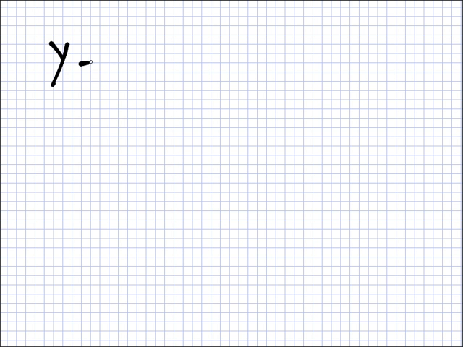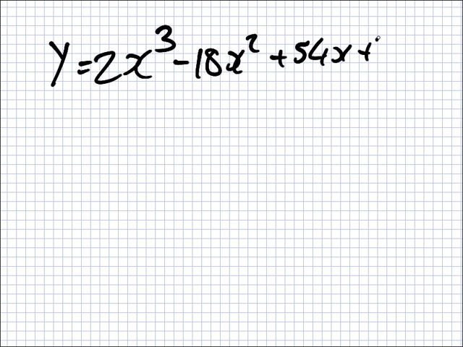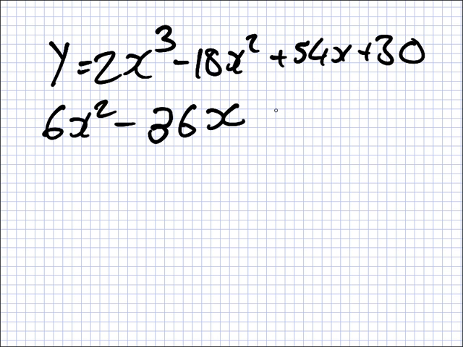If I was to write down a cubic like this, and I asked you to find the turning point, what would you do? And then it goes to 0. Then you'll find the y value. So let's see. What's dy/dx here? 6x squared minus 18x plus 54 equals 0.